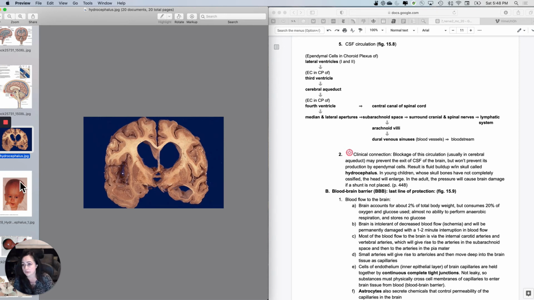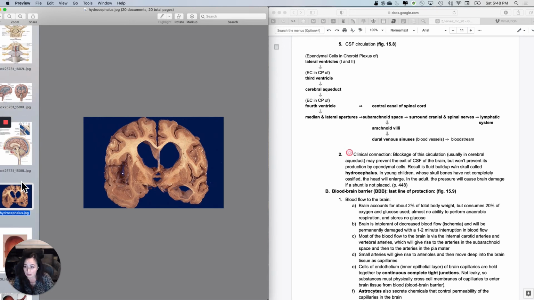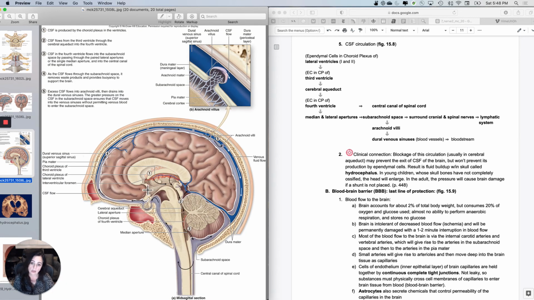Now, if this occurs in not a developing fetus, but an adult, the sutures are already sealed, so the skull is not going to increase in size. But if it occurs after the sutures have healed, what's going to happen is you are actually going to have to put a shunt in past the site of blockage, and then drain the excess cerebrospinal fluid either into the peritoneal cavity or into a blood vessel, because the pressure will cause brain damage if you don't shunt the cerebrospinal fluid, because there's no way to stop making it. Okay, so that's cerebrospinal fluid circulation.